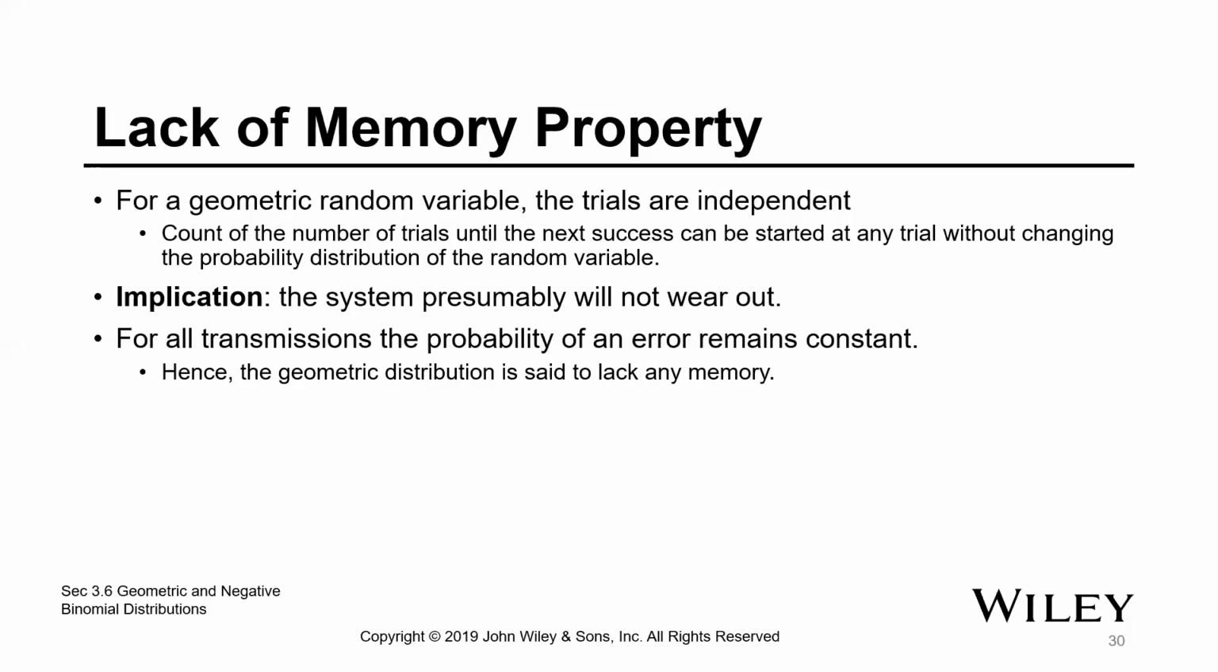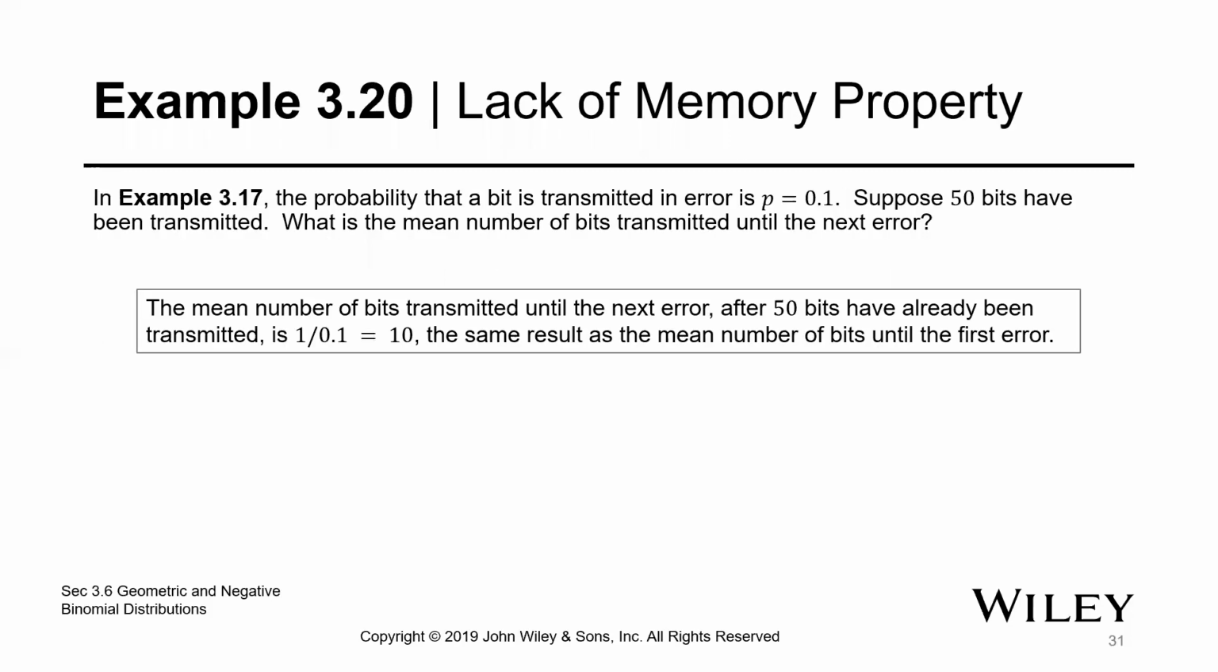For transmission, the probability of error remains constant, so we can say we run into problems because of how many times we have to run things. So the probability that a bit is transmitted in error is 0.1. Suppose 50 bits have been transmitted. What is the mean number of bits until the next error?